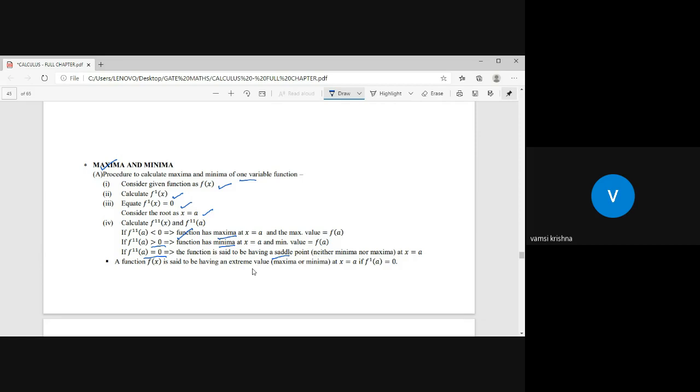We can also say the function has an extreme value at x equals a if and only if f dash of a is 0. Usually we compare with f double dash of a, the second derivative. But if your f dash of a is 0, then you can say that the function is having an extreme value at that point.